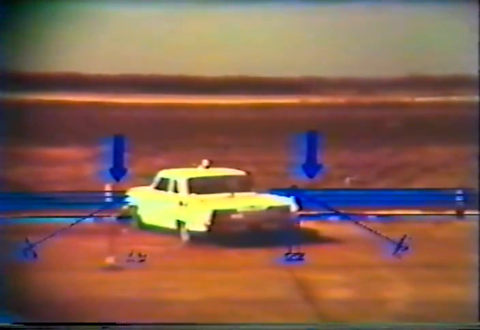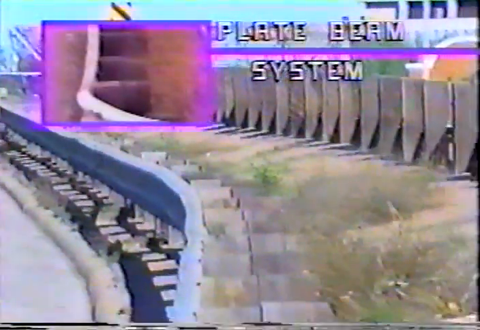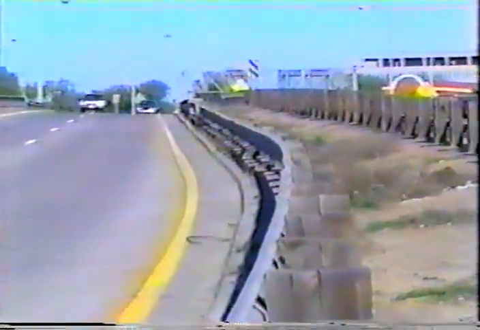If the cable is too low, the car will go over the barrier, and if it is too high, the car may go under the barrier. In the plate beam system, the posts need to be more rigid. The more rigid the system, the more rigid the post must be. The proof of a good design is in the performance of the entire guardrail system under crash conditions.